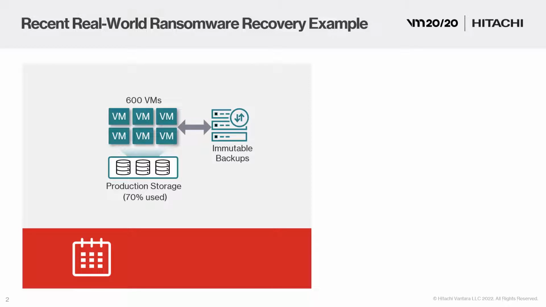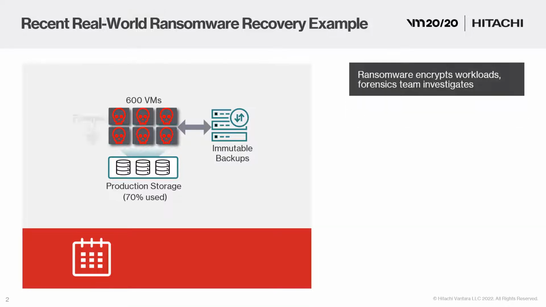Here we can see a depiction of a real customer, not named for privacy reasons. Their critical environment was made up of 600 VMs, for which they have an enterprise backup solution that backs up to an immutable air-gapped target. Ransomware struck their environment and encrypted most of the workloads. As expected, the forensics and incident response teams responded immediately with their investigation.